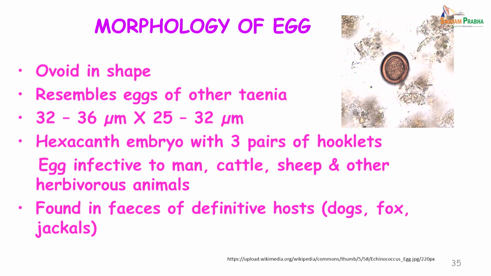The eggs are ovoid in shape and look exactly like the eggs of Taenia solium and saginata, and although this worm is so small, the eggs are the same size also, about 32 micron in size. They have a hexacanth embryo with 3 pairs of hooklets, and the eggs are infective to cattle, sheep and other herbivorous animals besides man. They are found in the feces of the definitive host, which is dogs, fox and jackals.